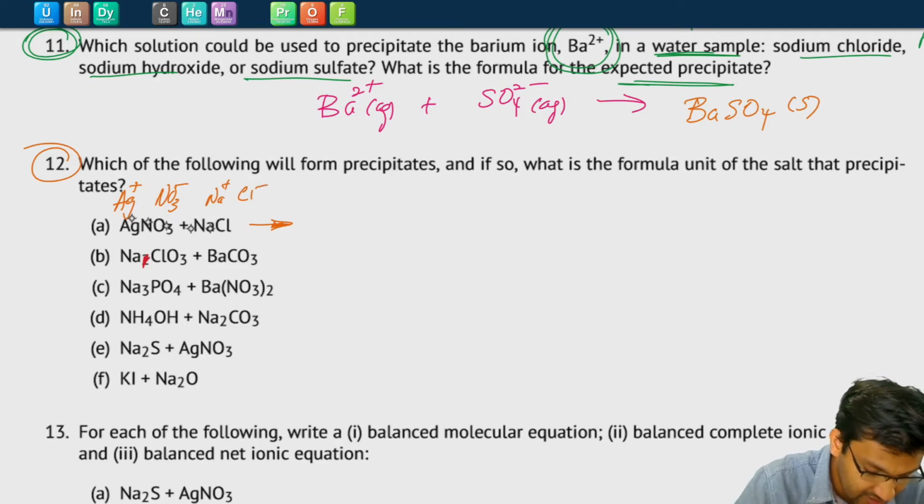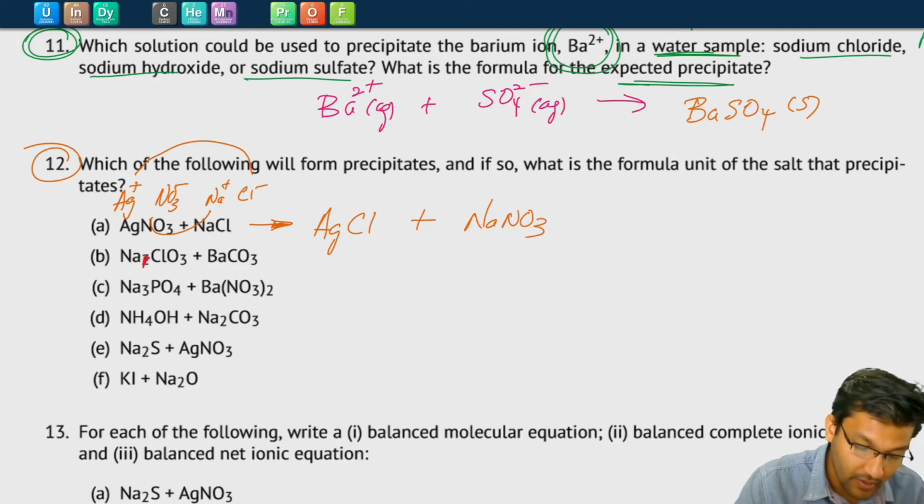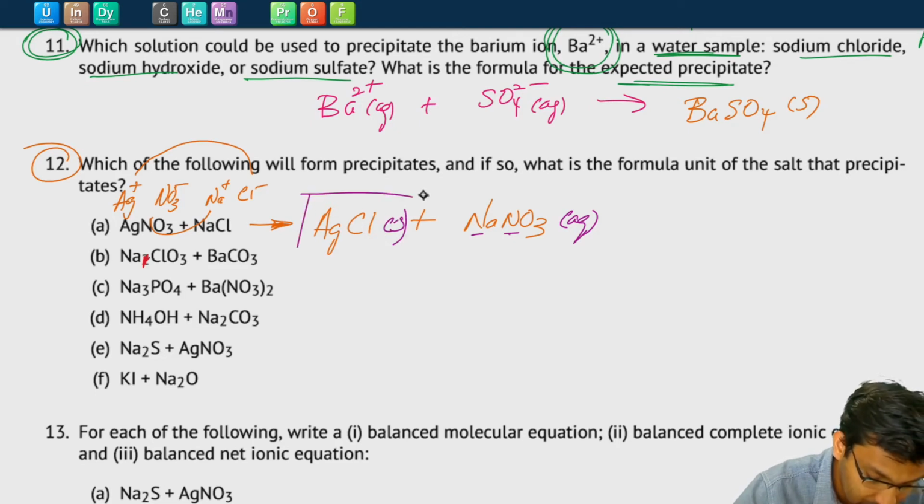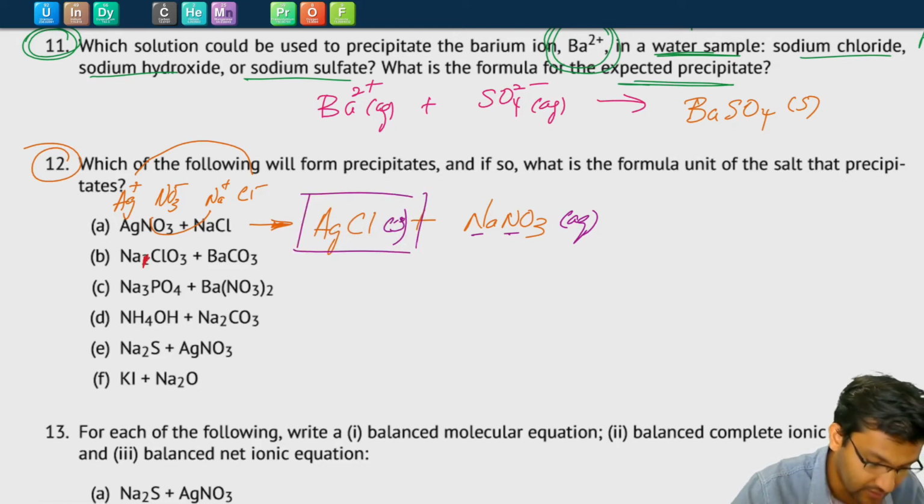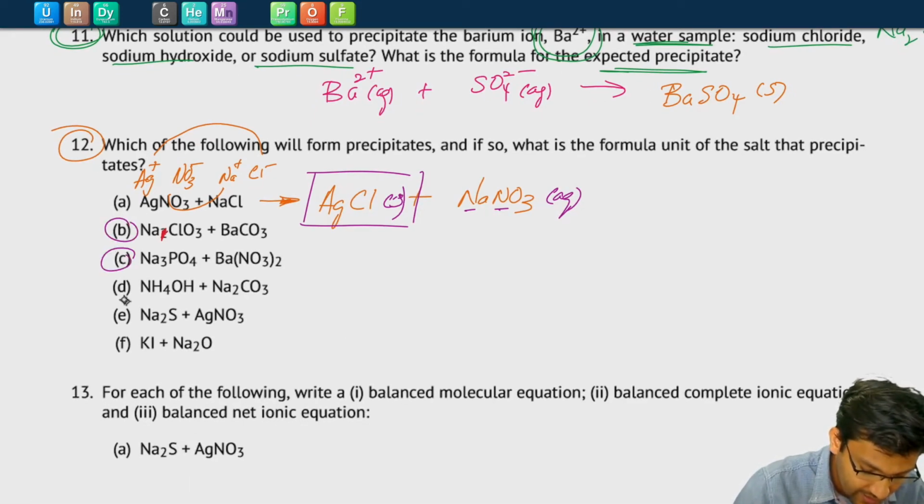So if we mix the ions, we'll get the silver with the chloride, so AgCl, and we'll get the sodium with the nitrate, so NaNO3. We need to look at our table to figure out which one's going to be soluble and which one's going to be insoluble. We know that all sodium and all nitrates are soluble, so this is always going to be aqueous. If we look at our table, we'll find that silver chloride is actually solid. So this is going to be our precipitate, and that's the formula. So AgCl, because the charges are just 1 and 1. Try the others by yourself. Let me know what you get.